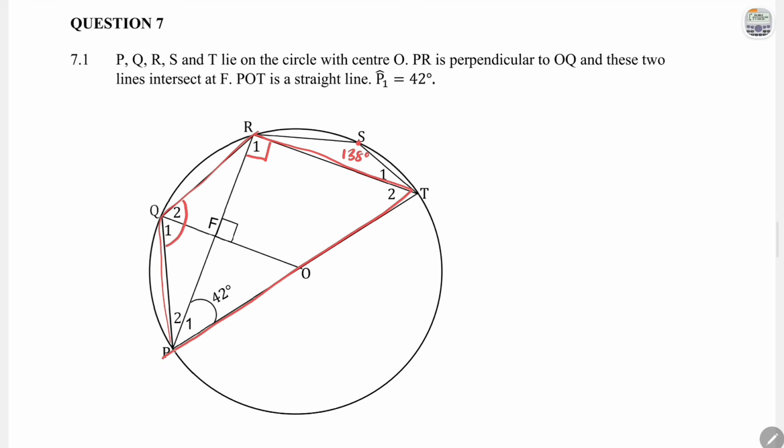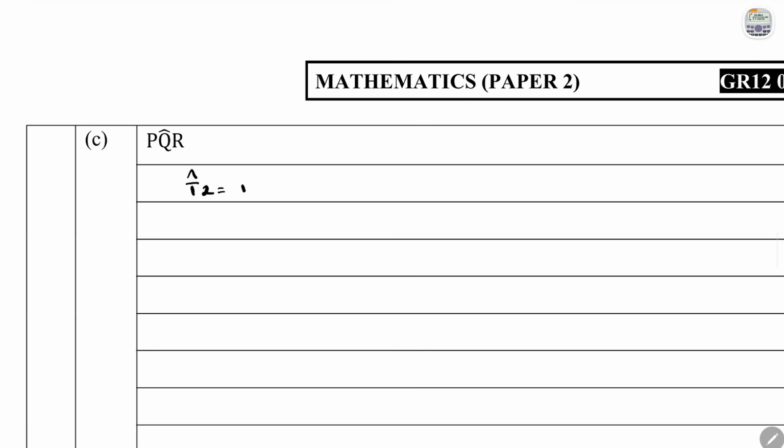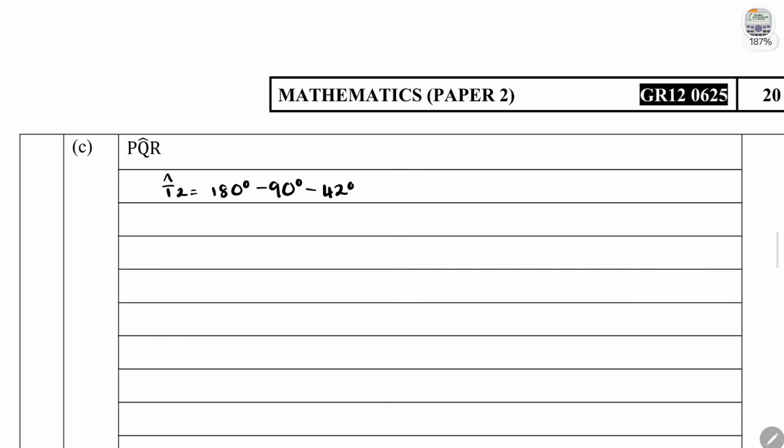So if we want to find angle PQR, we would have to find angle T2. So let's go ahead and find angle T2 first. Looking at this, angle T2 is actually part of this triangle PRT. And you see that it's the only angle missing in this triangle. So we can find it. We can say 180 degrees minus 90 degrees minus 42 degrees. And that will give us angle T2. Angle T2 equals 180 degrees minus 90 degrees minus 42 degrees. And the reason is the sum of angles in a triangle. So therefore, angle T2 is equal to 48 degrees.